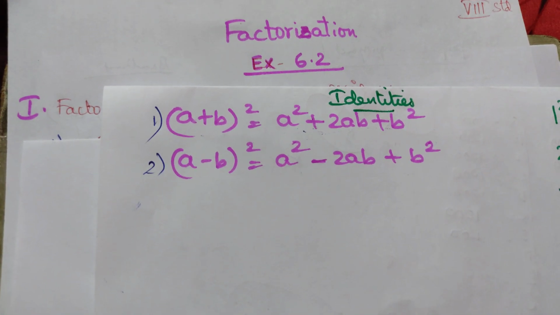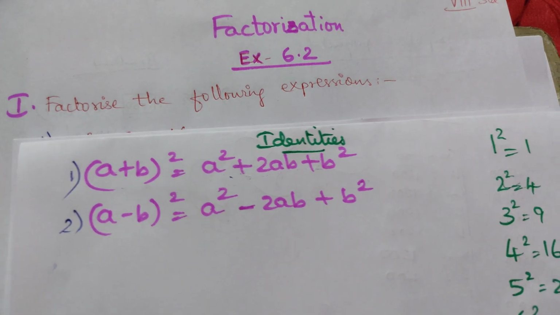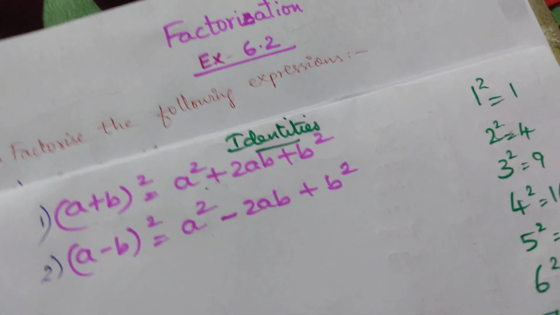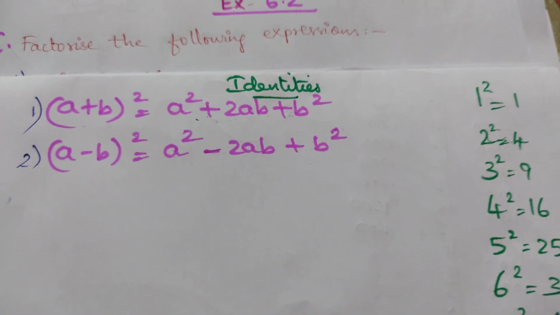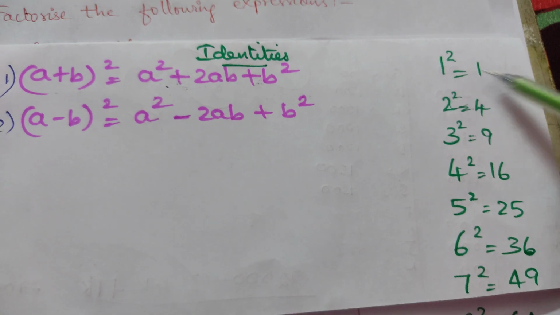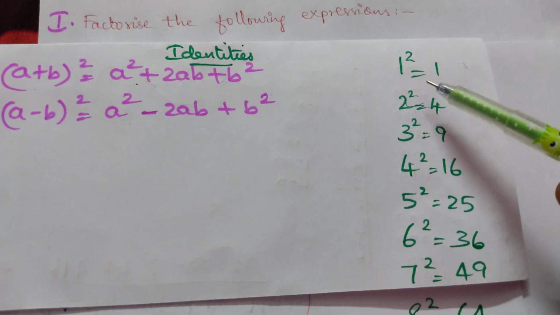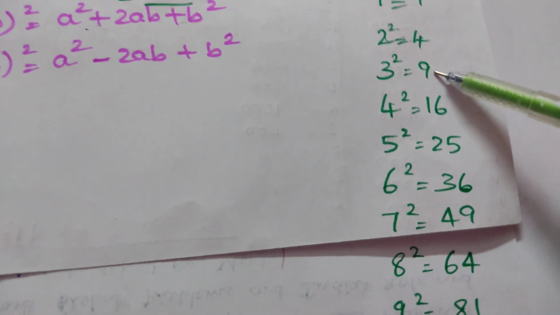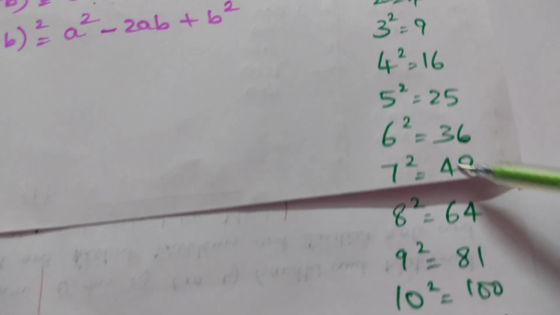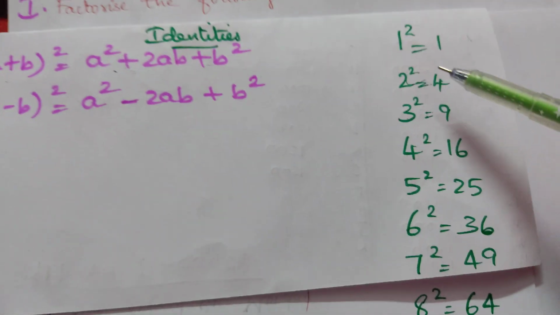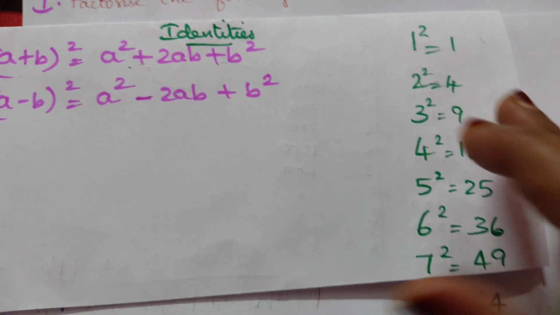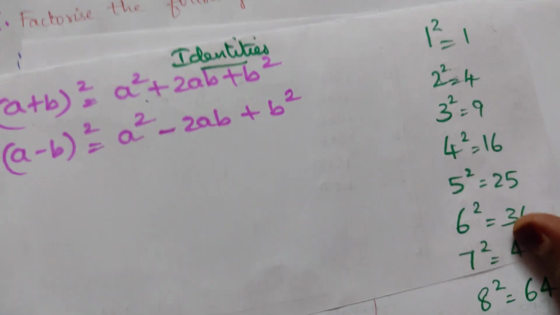In order to solve the problems from this exercise, you should also know the squares of numbers. We have already learnt squares of a few numbers, you can see on this hand side. So we know 1 square is 1, 2 square is 4, 3 square is 9, 4 square is 16, and so on. It's better that you know till 25 square. So let us start and solve the problem.